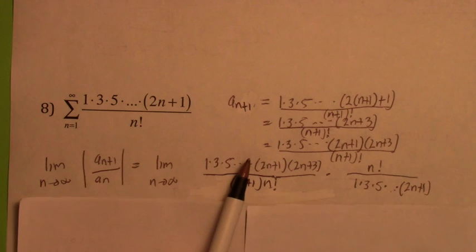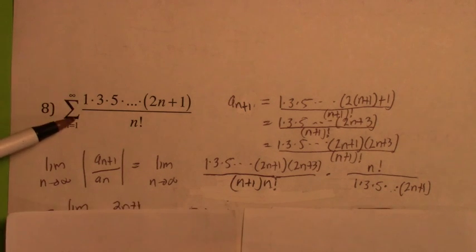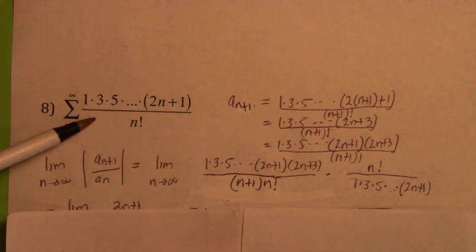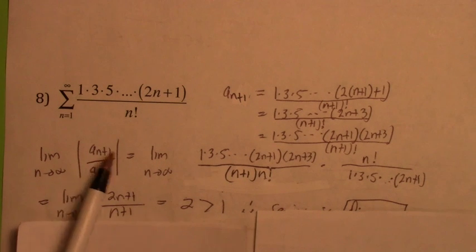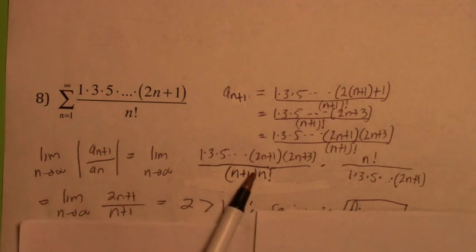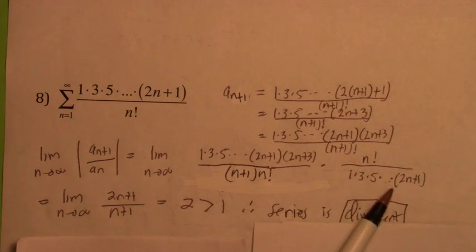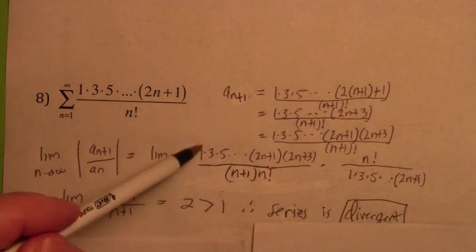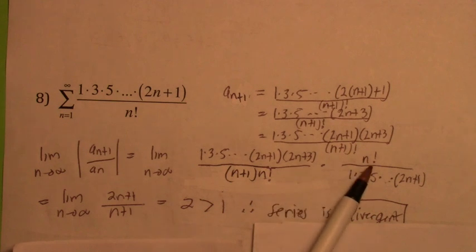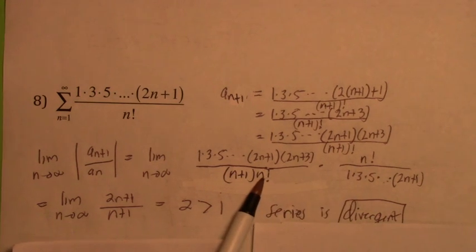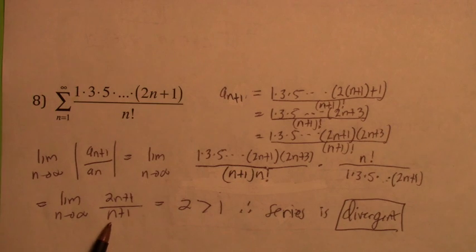When you use the ratio test, I wouldn't use the root test here because I don't have anything to a power. If you use the ratio test, this is a sub n plus 1, and this is the reciprocal of a sub n, and you can see what happens. These all cancel with these, and you have a 2n plus 1 left. This n factorial cancels with this one. Anyway, you end up with this. The limit as n goes to infinity turns out to be 2, which is greater than 1. After all that work, the series diverges.